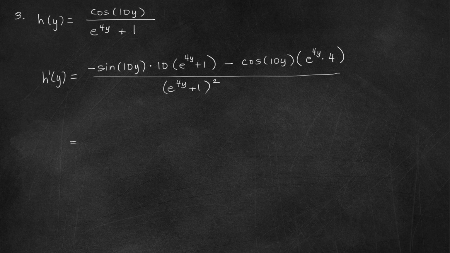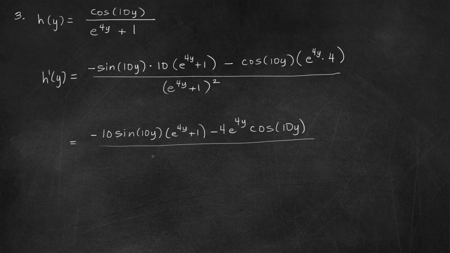And then to simplify, I'm just going to rearrange terms a little bit, move my coefficients to the front. So I get negative 10 times the sine of 10y times e to the 4y plus 1 minus 4e to the 4y times the cosine of 10y all over e to the 4y plus 1 squared.